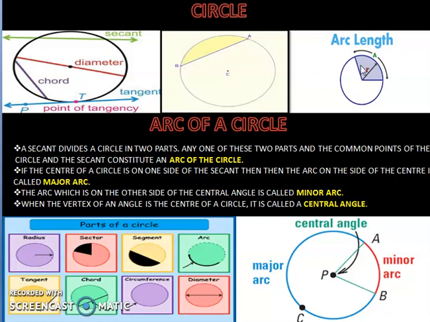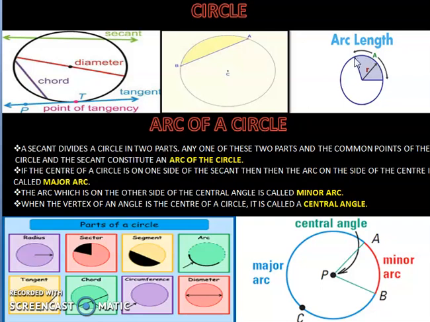Then come to arc length. What is an arc, and what are the types of arc that we are going to learn in this session? Here, arc of a circle, you can see the diagram of the circle. Here you can see the radius. This portion, blue and purple, is the portion of arc length. So let's move to the arc of a circle. A secant divides a circle into two parts. Any one of these two parts and the common points of the circle and the secant constitute an arc of the circle.